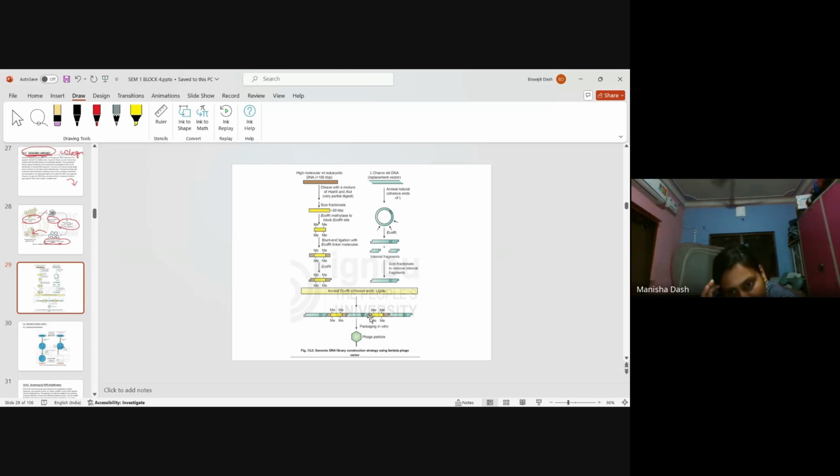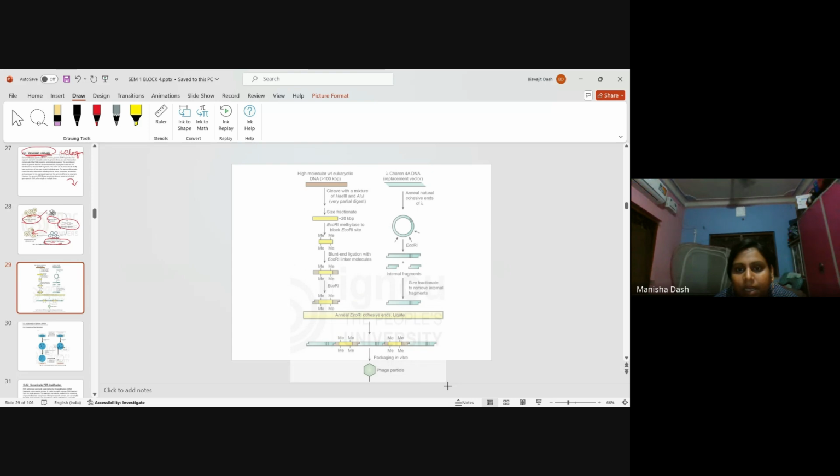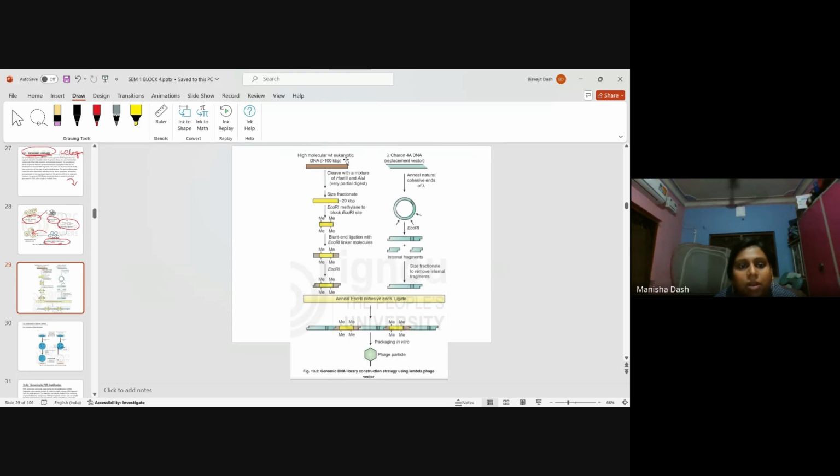Then there is another way of constructing the genomic DNA library, by using the lambda phage. As you can observe here, a larger segment of the DNA is taken up: the high molecular weight eukaryotic DNA, which is more than 100 kilo base pairs, almost 1 lakh base pairs. You can cleave the mixture with HindIII and AluI enzymes, a very partial digestion, and the size of the fragments is usually around 20 kilo base pairs.